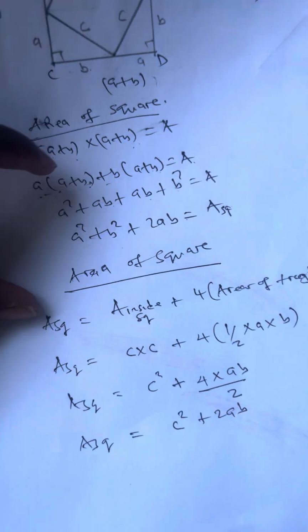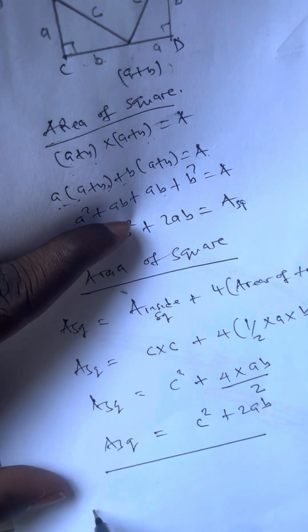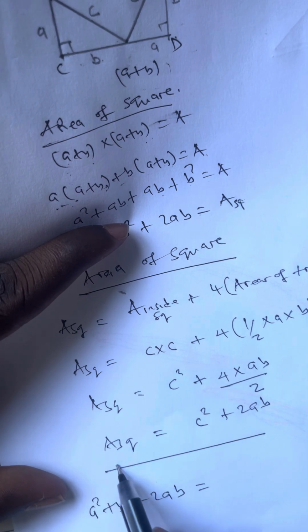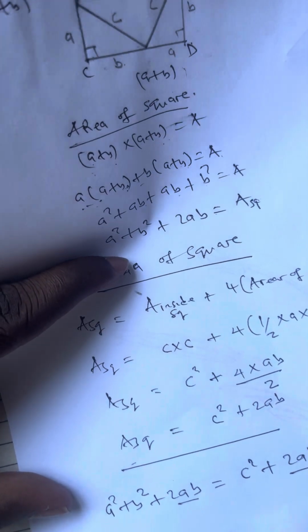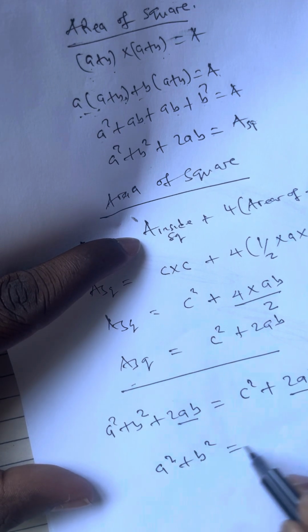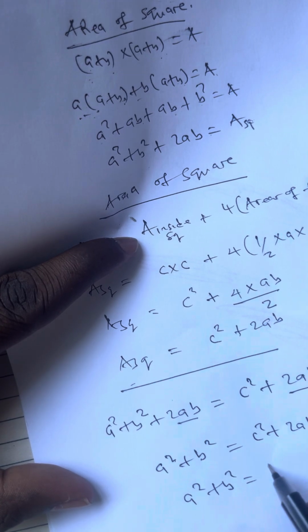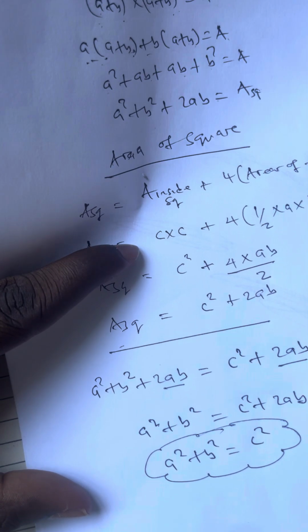When you equate the two areas, A square plus B square plus 2AB equals the area of the square, which is equal to C square plus 2AB. Cancelling 2AB on both sides, A square plus B square equals C square plus 2AB minus 2AB, so A square plus B square equals C square. This remains as a relationship between the sides of a right-angled triangle.